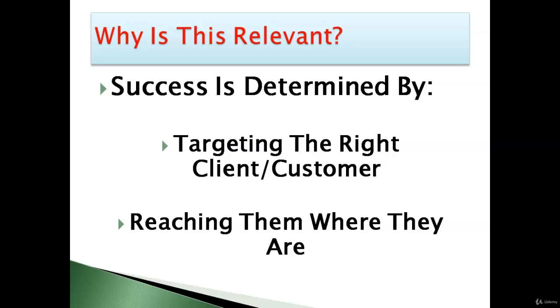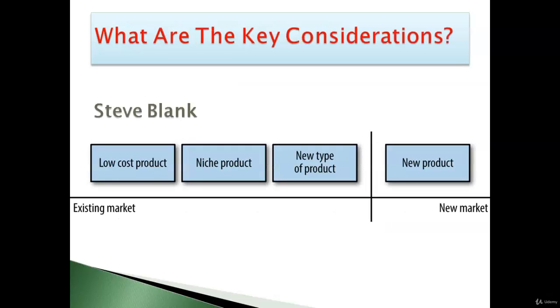Who is your customer? And one of the ways to determine that is to learn from the work of a man called Steve Blank, who is a proponent of the lean startup model. And one of the things he said was, he gave us this nice diagram, which is about low-cost product, niche product, new type of product, or a new product. But underneath the blue boxes, you will see something called existing market and new market. And what he's saying is that there are 4 types of products, generally speaking. It's not absolute, but it's general, in the market.